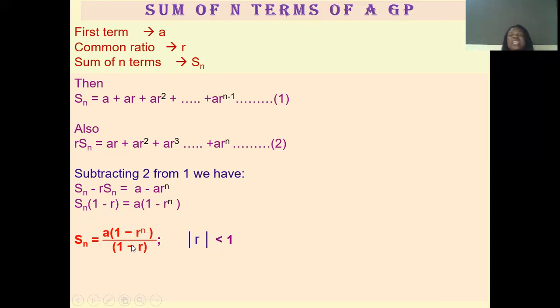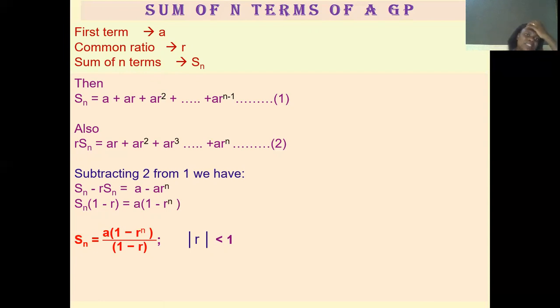Now I want you to take note that this formula that you just derived can only be used when the magnitude of the common ratio is less than 1. When I say magnitude, I mean irrespective of the sign, the value is less than 1. Then you can use this formula. But unfortunately, if the value is greater than 1, we cannot use this formula. We have to use something else.